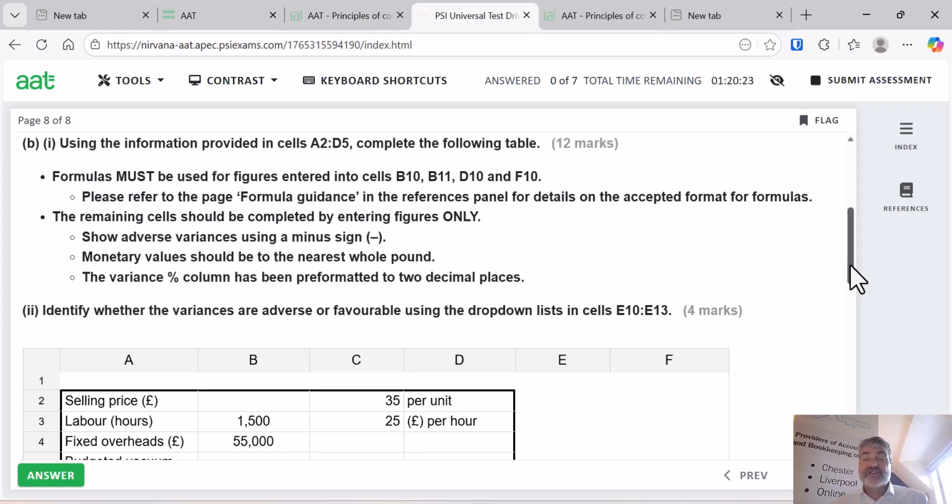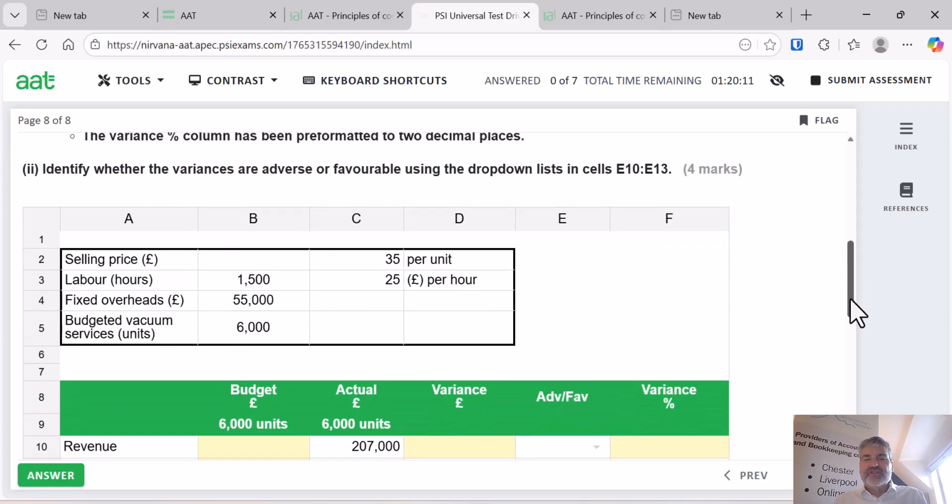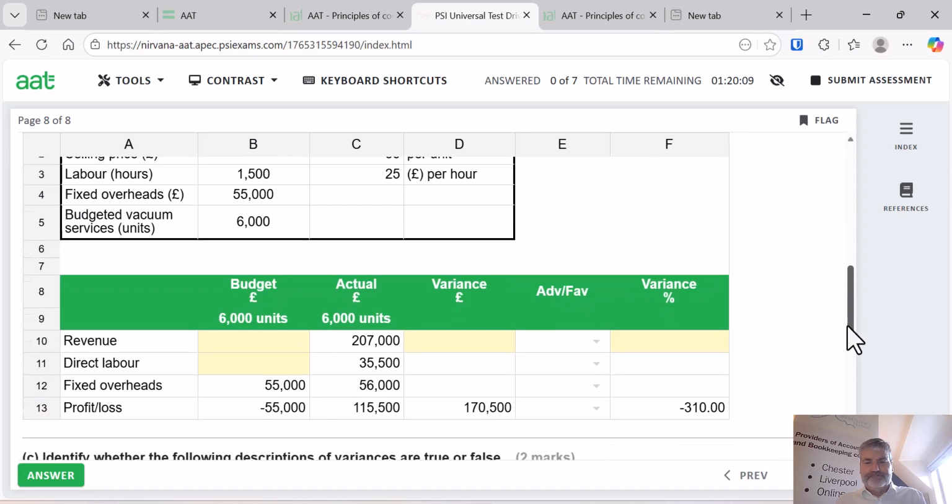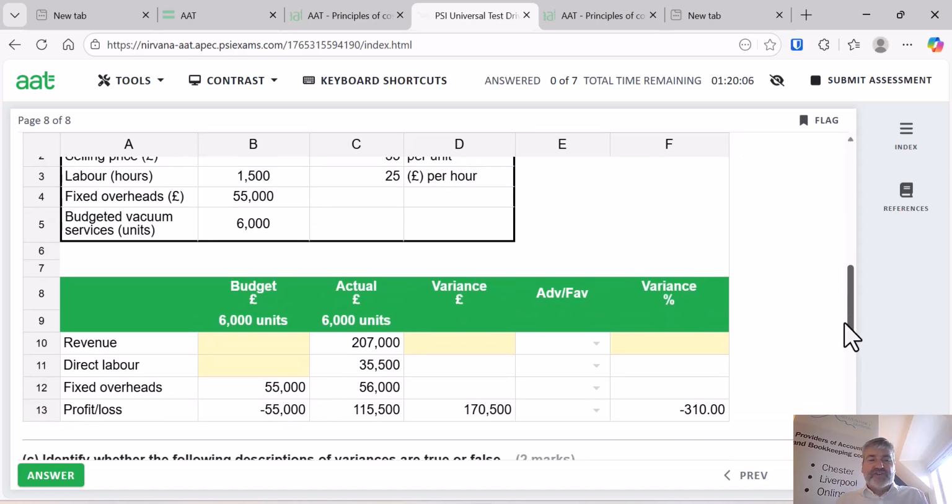Any adverse variances we're going to show with a minus sign. Monetary values are going to be stated to the nearest whole pound, and the variance percentage column we're told has been pre-formatted to 2 decimal places. Okay, so let's have a look at completing our table then. So remember the cells that need to have formulae put in them: B10, B11, D10 and F10. They've been color coded for us for ease as well.